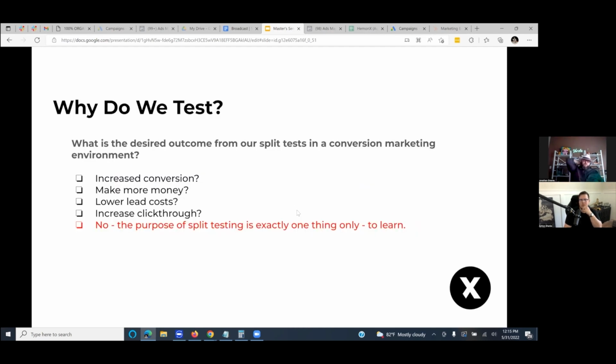The desired outcome from our split tests and conversion marketing, is it increased conversion? Is it to make more money? Is it to lower lead costs? Is it to increase click-through? All of those are good things that we eventually will achieve through split testing. But no, the purpose of a split test is only to do one thing and one thing only, and that is to learn something. And in order to learn something, we generally have to identify a hypothesis, and we've got to go ahead and start deciding what we think is going to work and why. And that's why we've given you all the things that we've given you up until now, because it gives you the why, so you can start making decisions about what you think will work.